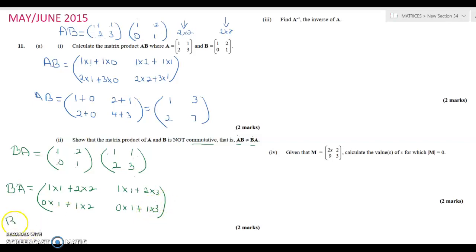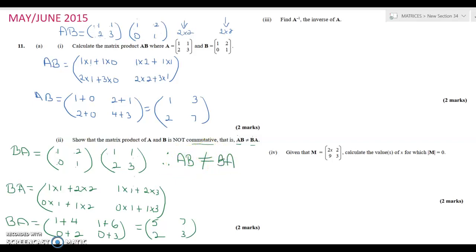And then we can do it right down here just to simplify. So 1 times 1 is 1 plus 2 times 2 is 4. Across here, 1 times 1 is 1 plus 2 times 3 is 6. 0 times 1 is 0 plus 1 times 2 is 2. 0 times 1 is 0 plus 3. So your final answer will be 5, 7, 2, 3. Therefore, you can put a note that AB is not equal to BA. Or you could also say A and B are not commutative. You could just add in a line if you want to.